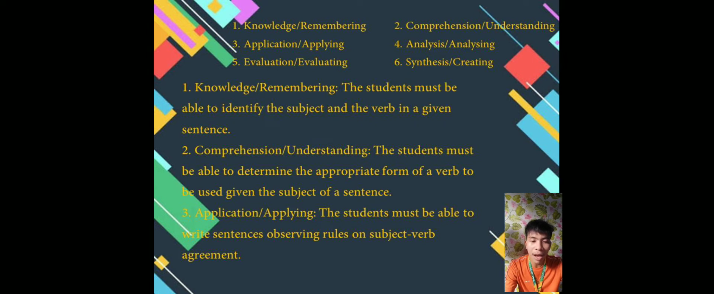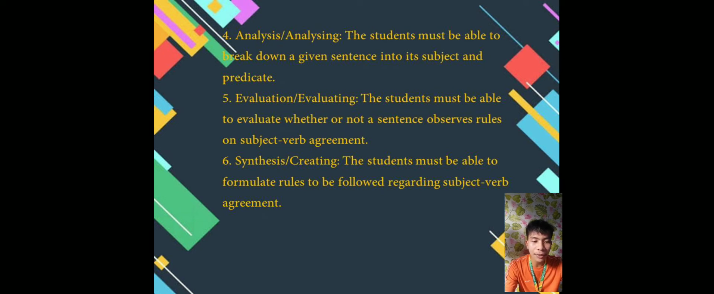Number 3, application. The student must be able to write sentences observing rules on subject-verb agreement. Number 4, analysis. The student must be able to break down a given sentence into its subject and predicate. Number 5, evaluation. The students must be able to evaluate whether or not sentences observe rules on subject-verb agreement. And last, number 6, the students must be able to formulate rules to be followed regarding subject-verb agreement.